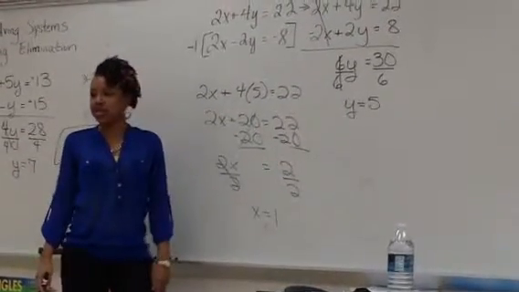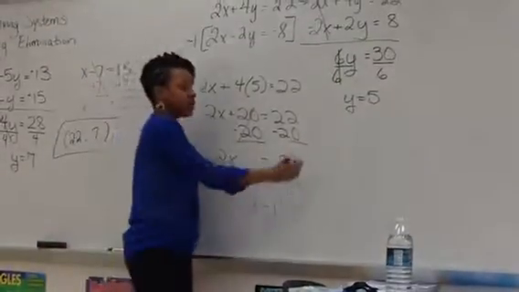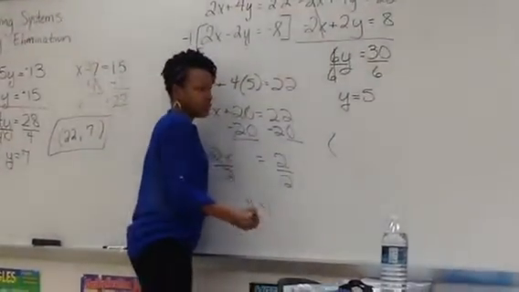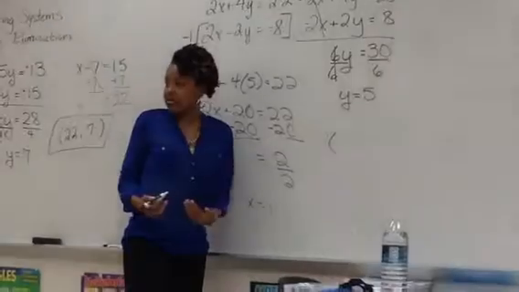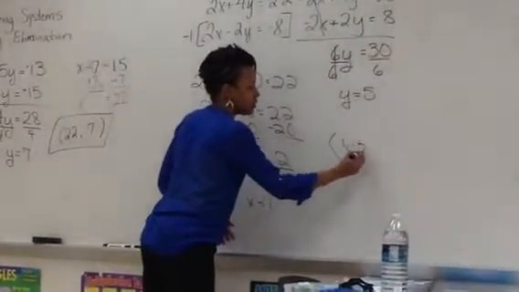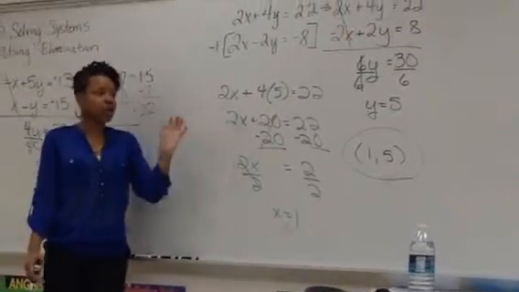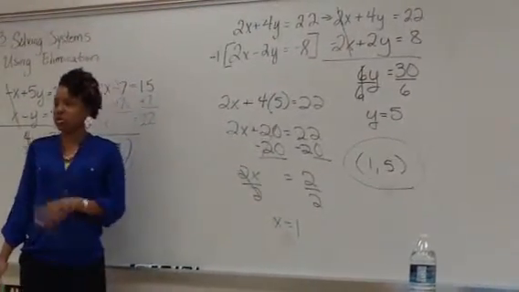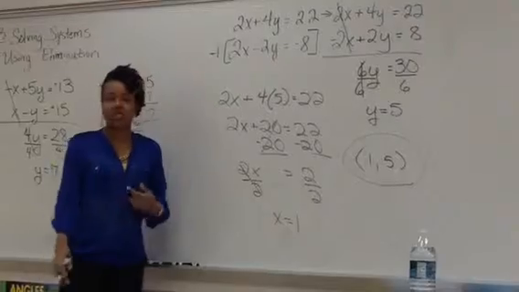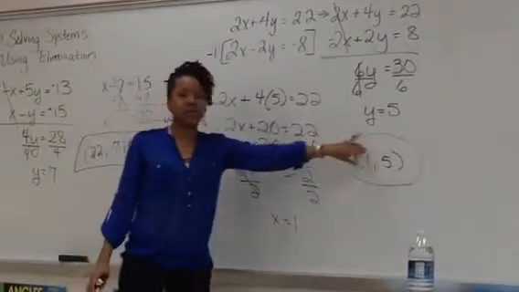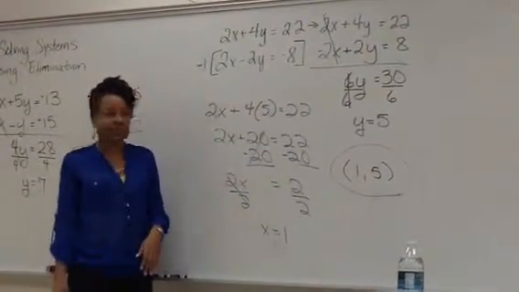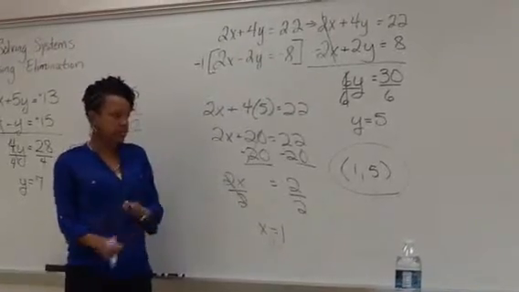How do we write our answer as an ordered pair? For x, 1. Just tell it to me. 1, 5. Good. If you put 5, 1, it's wrong. So if you do all that work and then put the numbers in the wrong order, it's wrong. Okay, and a lot of times on multiple choice tests, they will flip the order around to confuse you. So make sure you put the right number in the right spot.